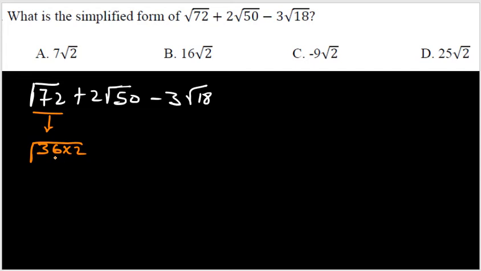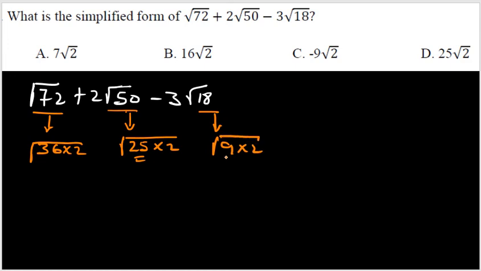Because 36 is a perfect square number. The same way, the 50 can be written as square root of 25 times 2. Again, 25 is a perfect square number, and radical 18 can be written as square root of 9 times 2. Again, 9 is a perfect square number. And then radical 36, when you take it out from the radical, is 6 root 2, and this one is going to be 5 root 2, because the 25 will be extracted, and here the 9 will be extracted, 3 radical 2.